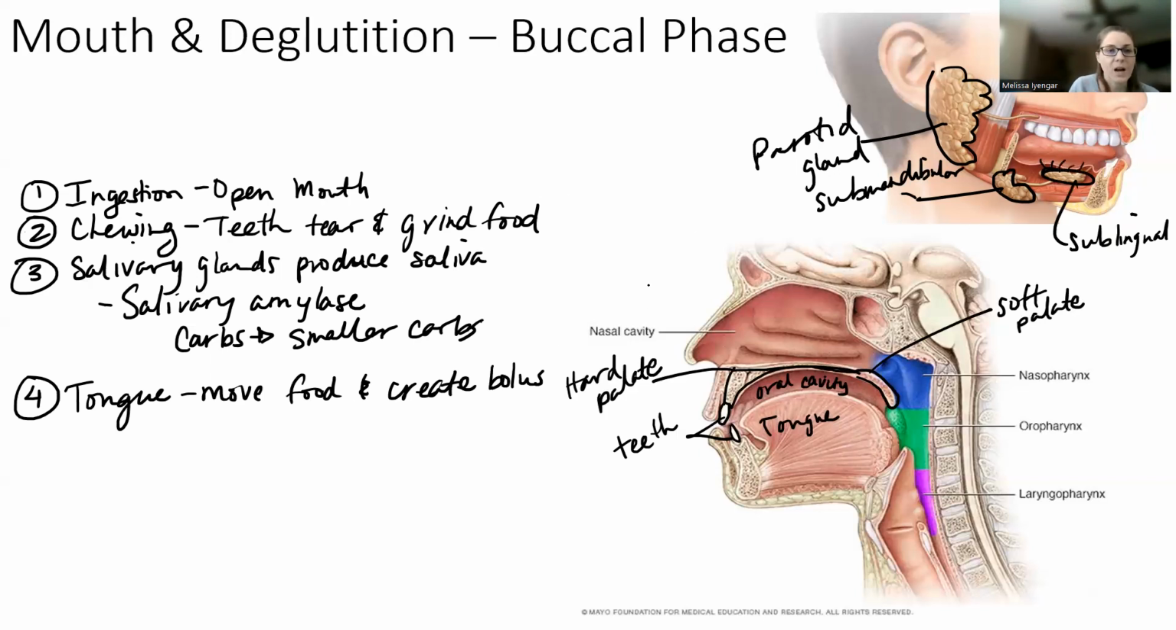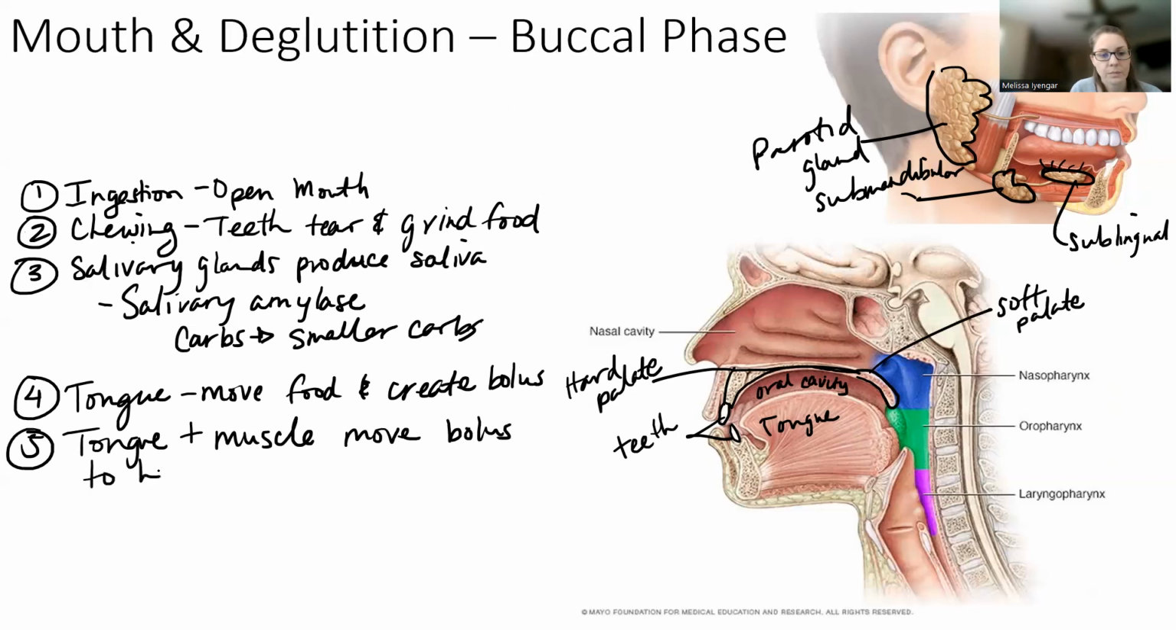So you create the saliva, and now you're going to chew. Your tongue helps you move food forward towards your teeth and against your hard palate. It also starts the buccal phase of deglutition, where your tongue muscles, plus some other muscles, move the bolus up to the hard palate, and then towards the soft palate. The soft palate starts to rise a little bit. It hasn't risen all the way.